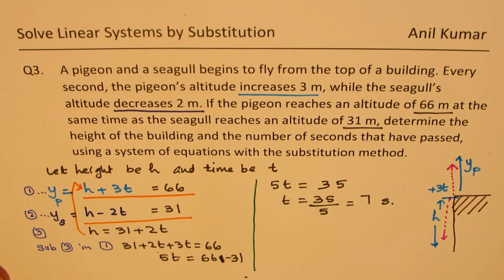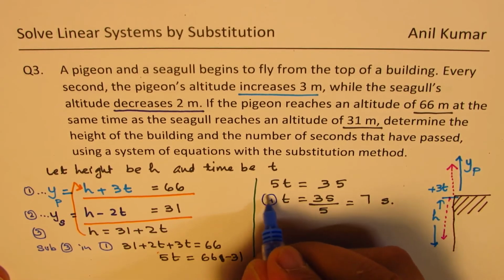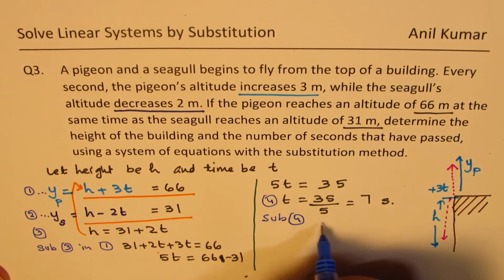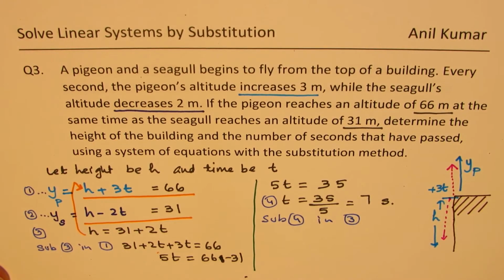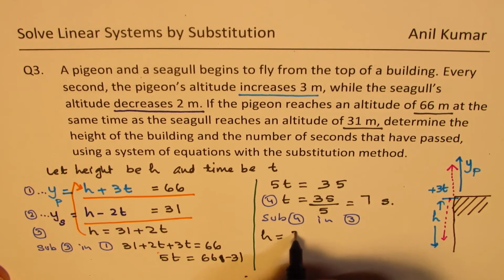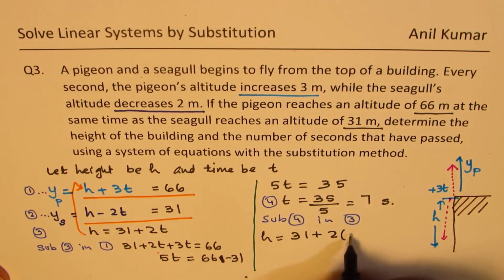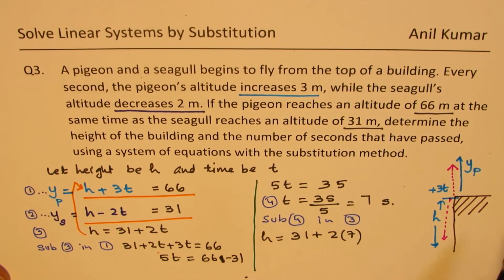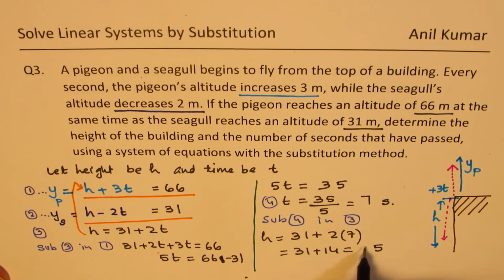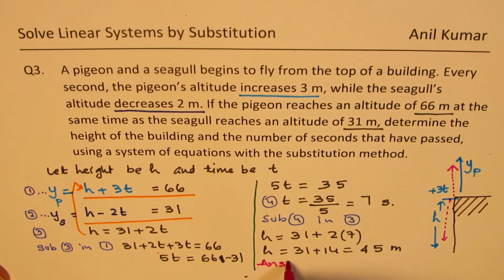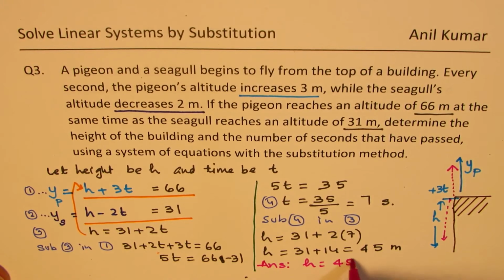To find the value of h, we call this equation 4 now. We'll sub 4 in 3. So height h will be equal to 31 plus 2 times 7, since t is 7 for us, right? So that is 31 plus 14, and that gives you 4 plus 1 is 5, and 3 plus 1 is 4. So 45. The units are meters. So height is 45 meters, correct? So our answer here is h equals 45 meters and t equals 7 seconds.